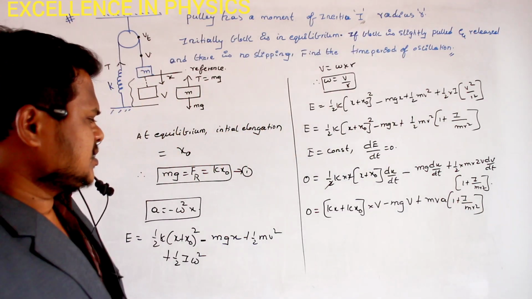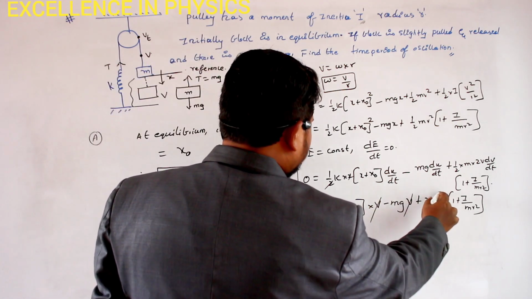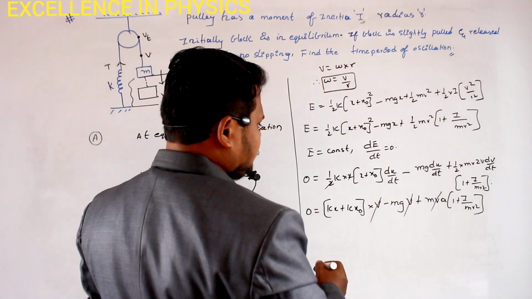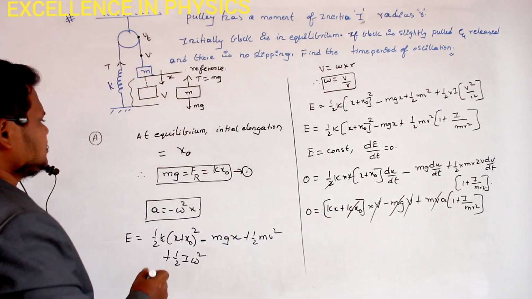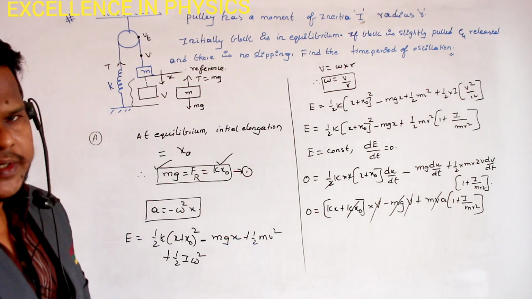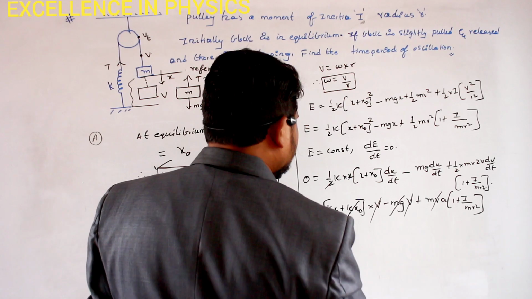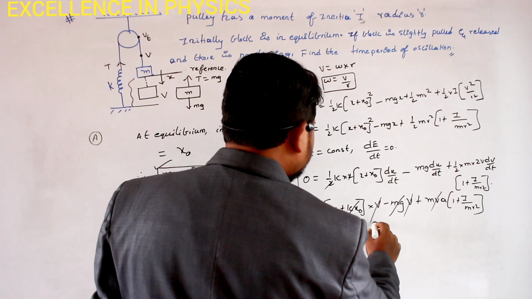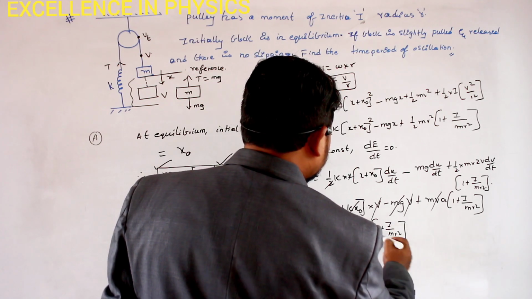Clear? So if I observe this relation, every term has the term v. So v gets cancelled because here I have 0. Clear? So what is the relation I have now? Also mg and kx naught will get cancelled, because in the initial conditions, mg and kx naught are equal in the balanced condition. So 0 is equal to kx plus m into a into (1 plus I by mr square). This is the relation which I have.